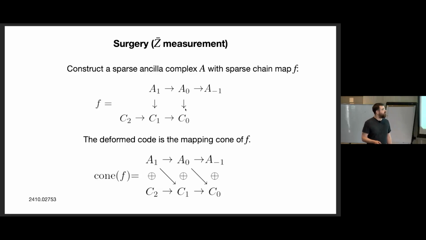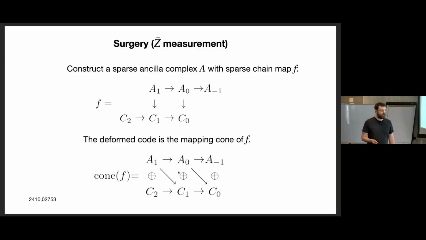What we're going to do is start off with our initial CSS code here. And we're going to introduce some kind of ancilla complex up here, which has to have a chain map which commutes, so going down and across is equal to going across and then down. And we don't actually ever make A and C as being separate things in our procedure. Instead, we go straight from C, our original code, to the mapping cone of F. Whereas the top thing is a map, this is a morphism, the bottom thing is a bona fide chain complex.